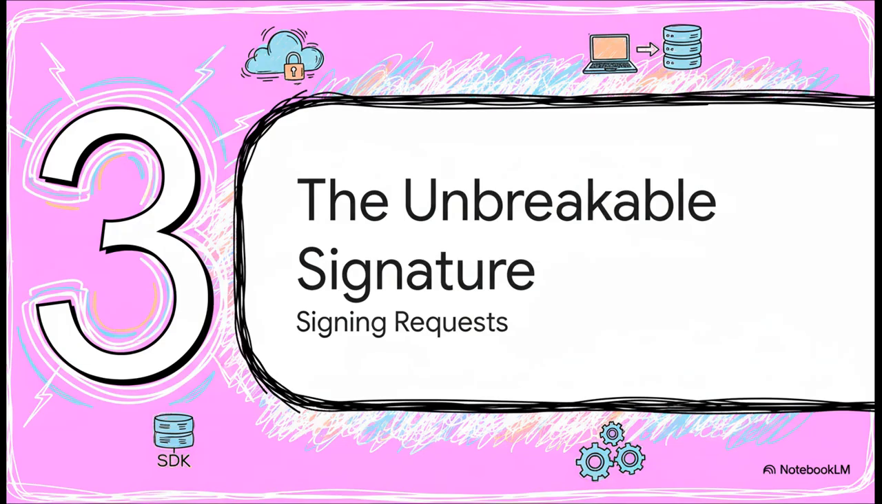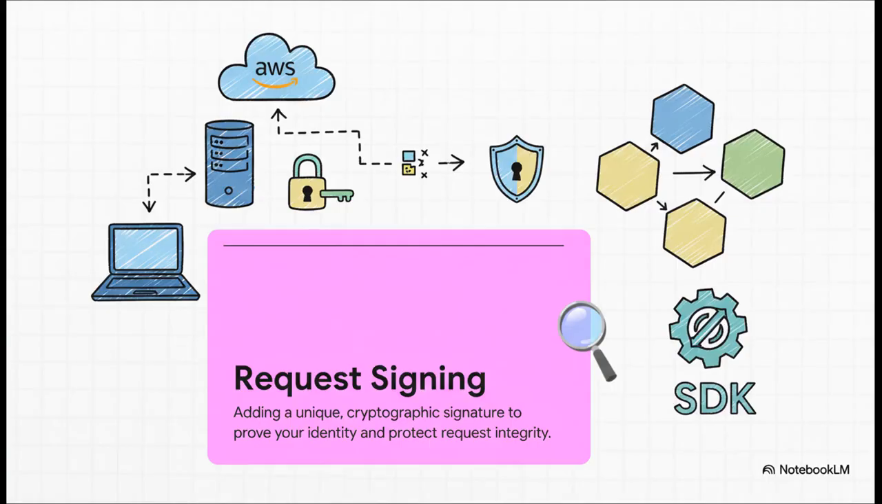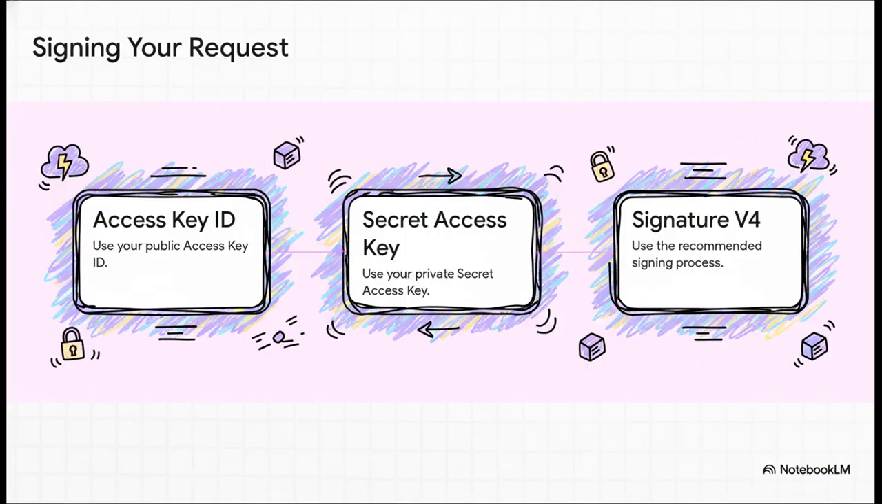But just having a secure connection, that's only half the battle. How does the server on the other end know that the request is actually from you? And maybe even more important, how does it know the request wasn't sneakily changed along the way? And that, right there, is where something called request signing comes into play. You can think of it like a digital wax seal on an old-fashioned letter. It's this really sophisticated cryptographic process that proves your identity and guarantees with mathematical certainty that the request hasn't been tampered with.